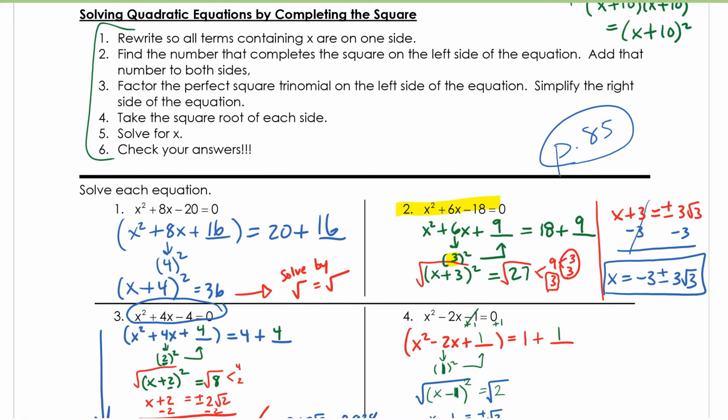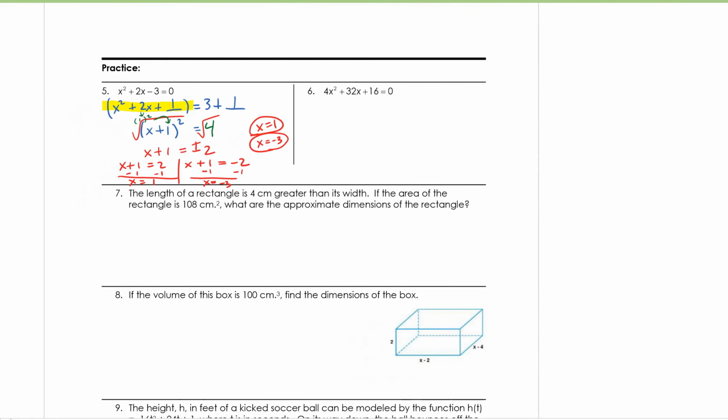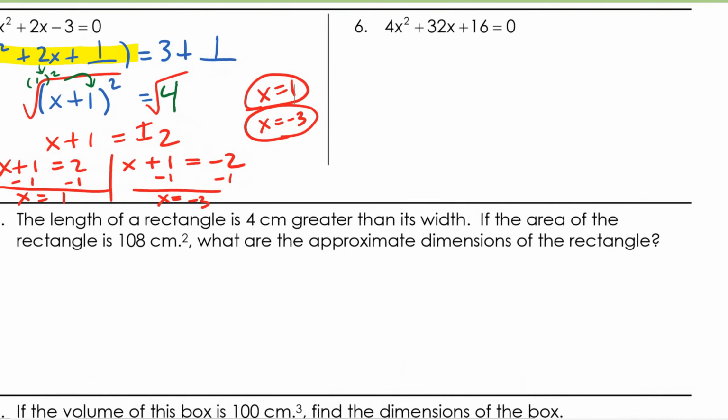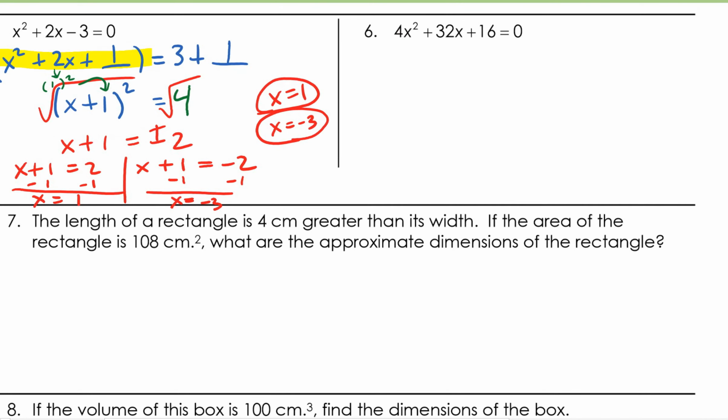Okay, go ahead and turn the page. I wanted to do one more with you, problem number 6. Problem number 6 has a 4 in it, but we're in luck because 4 goes into 32 and 16. So we can take out a common factor. We take out 4, we're left with x squared plus 8x plus 4 equals 0.